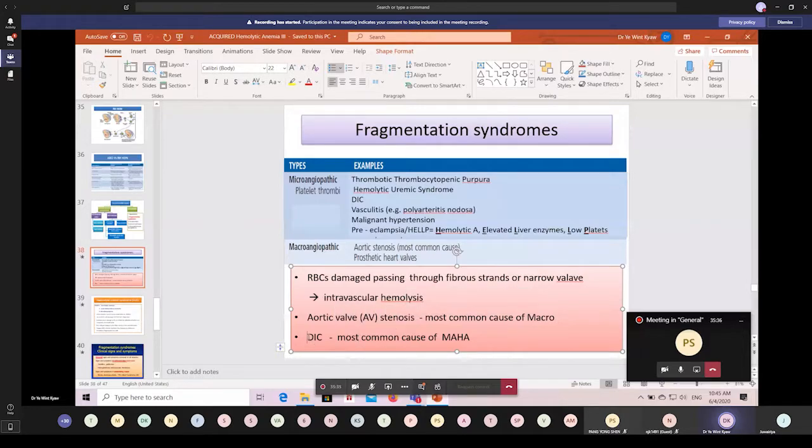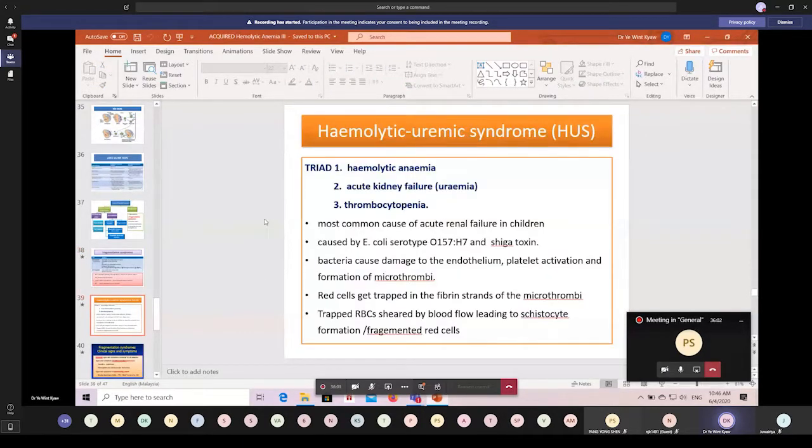Another one is DIC, disseminated intravascular coagulation. If you forget MAHA, it's microangiopathic hemolytic anemia, but if you forget this, no problem. DIC, aortic valve stenosis, vasculitis, they are associated with lysis of RBC intravascularly, and this can cause RBCs to become fragmented. You can see fragmented RBCs in the blood film.